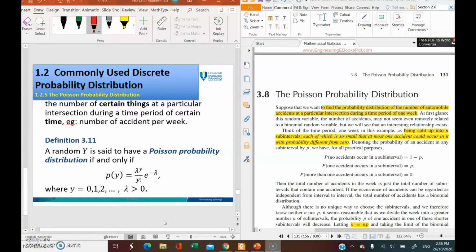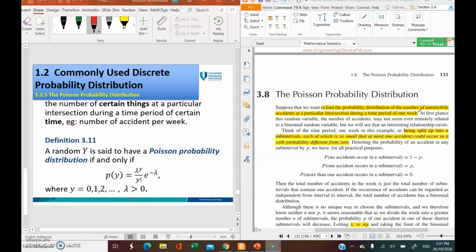If you look at the book now, suppose we want to find the probability distribution of the number of automobile accidents at a particular intersection during a time period of 1 week. At first glance, this random variable, the number of accidents, may not seem even remotely related to a binomial random variable, isn't it? Binomial, you must have two outcomes, yes or no, true or false. But we will see that there is an interesting relationship.